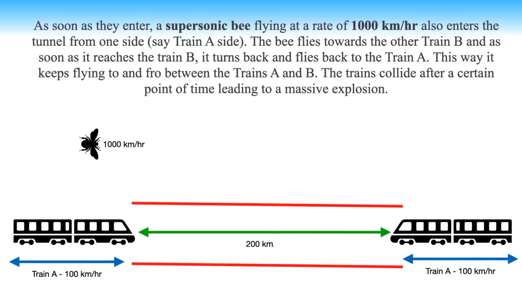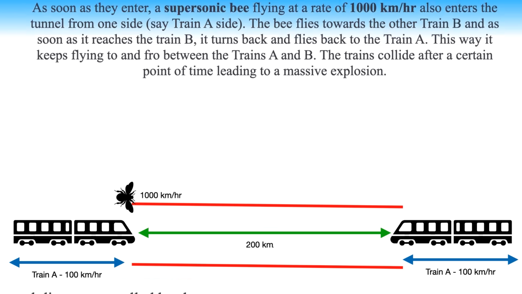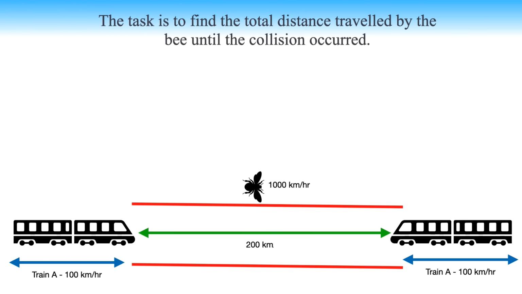As soon as they enter, a supersonic bee flying at a rate of 1000 kilometers per hour also enters the tunnel from one side, say train A's side. The bee flies towards the other train B, and as soon as it reaches train B, it turns back and flies back to train A. This way it keeps flying to and fro between trains A and B. The trains collide after a certain point of time, leading to a massive explosion. The task is to find the total distance traveled by the bee until the collision occurred.